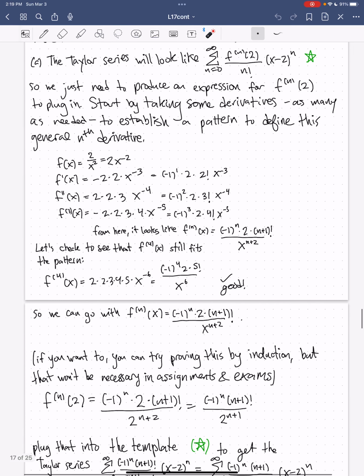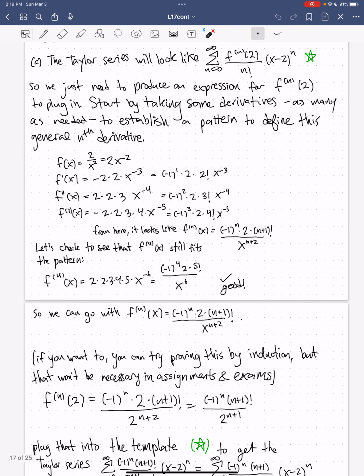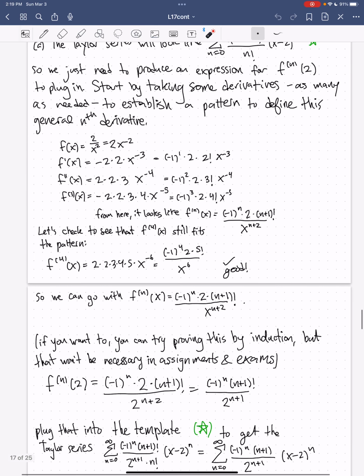Now, if you want to, you can prove that this is true using induction. But I'm going to say that for ones like this, where it's a pretty simple pattern and we're just seeing some integers collect as factorials, I don't think you will be asked to prove this kind of thing by induction for assignments and exams. We trust that you can make these inferences.